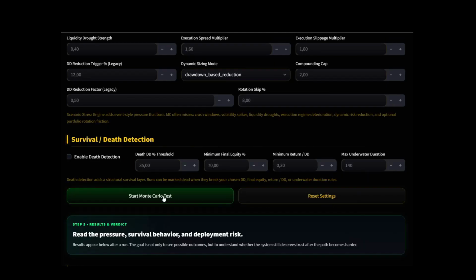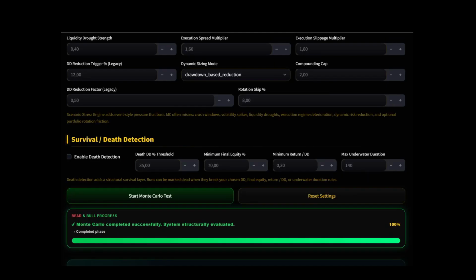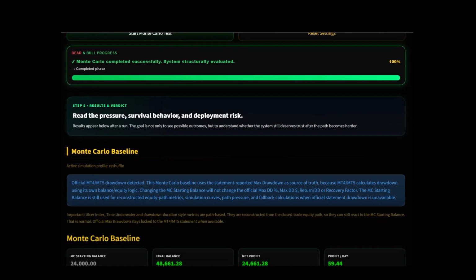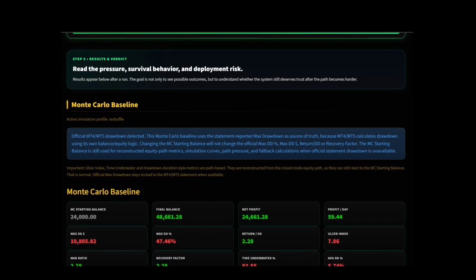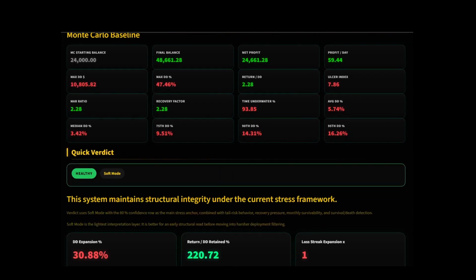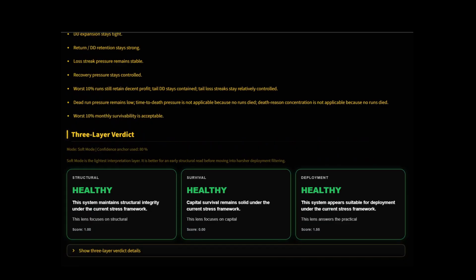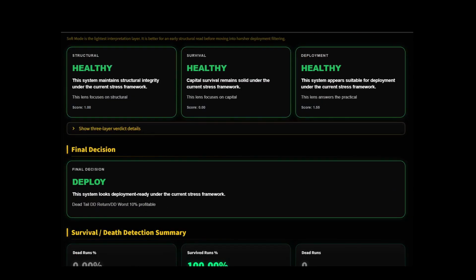Now I start the soft mode Monte Carlo test. This run finishes very fast because soft mode is the lightest preset. The progress bar only takes a moment, so I go straight to the main verdicts. First, we see the quick verdict. Soft mode now shows healthy. That means the system maintains structural integrity under the current stress framework. Then we move into the three-layer verdict. Structural is healthy, survival is healthy, and deployment is also healthy. So under this lighter interpretation, the portfolio stays stable across all three verdict lenses.